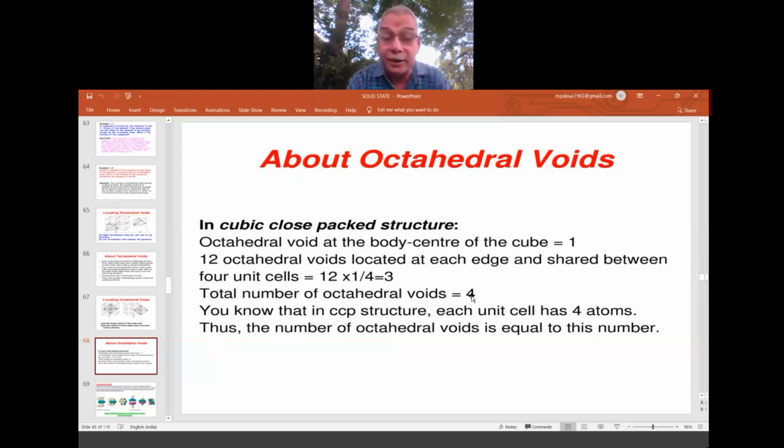4 octahedral voids. Now we know that in the CCP structure, each unit cell has how many atoms? 4, in the cubic close packing FCC. So 1 from the 1/8 of the 8 corners, and half of the 6 faces, 3. So 3 plus 1, 4. So 4 atoms are there in each unit cell, and 4 octahedral voids are there. That means the number of spheres equals the number of octahedral voids, n. So in this way we can think. Kindly go through it. For the time being it looks as if we are understanding, but you have to go through it again and again.